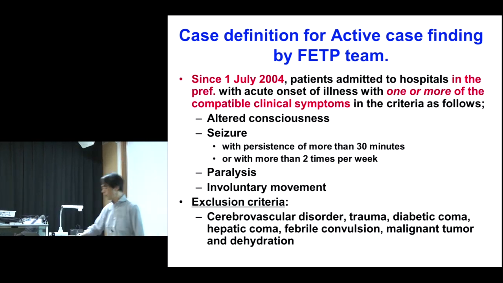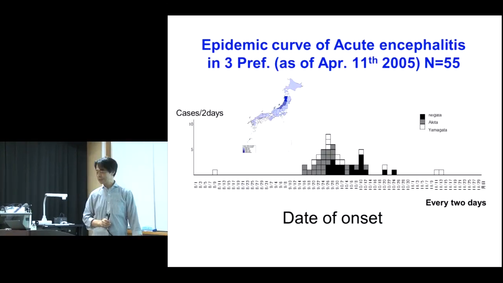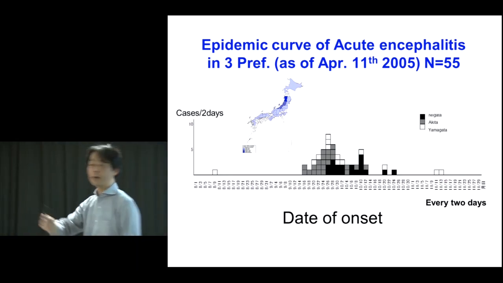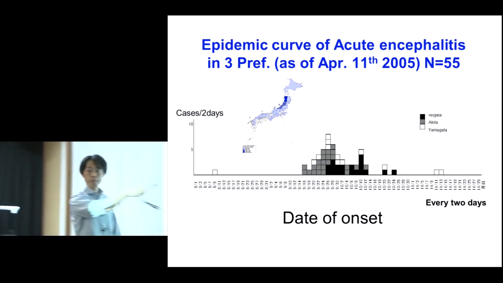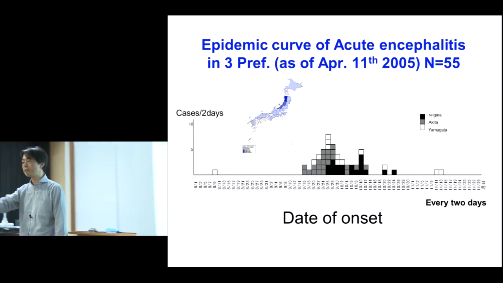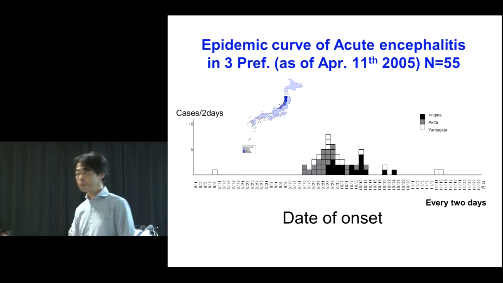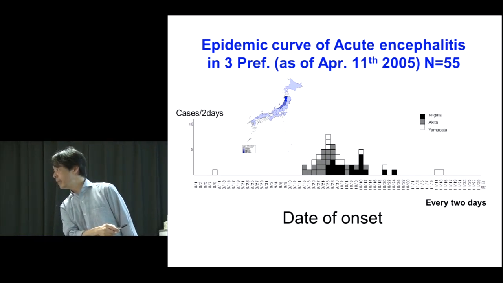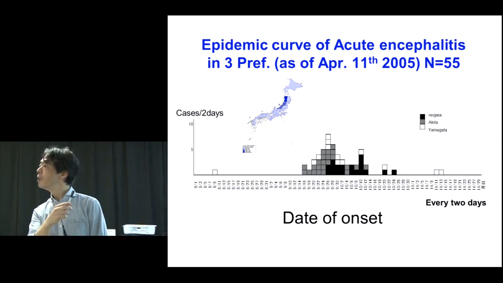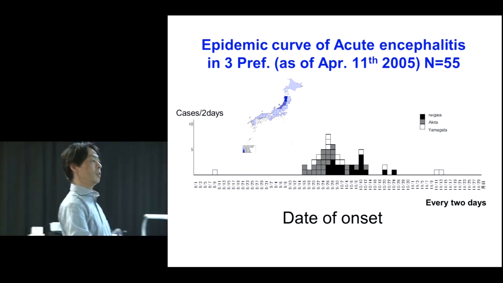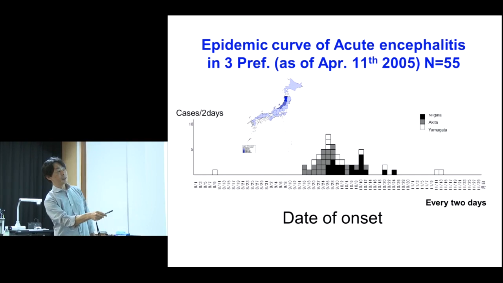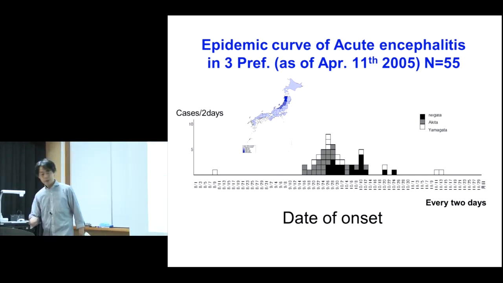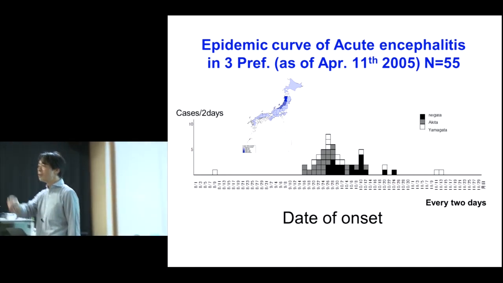That's an important issue. Based on this case definition, we collected information from all the big hospitals of these three prefectures. So we identified 55 cases. It meets our case definition. The black one is Niigata, Akita, Yamagata. So it looks like a single peak.